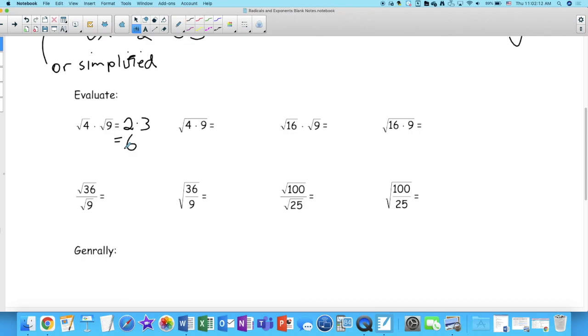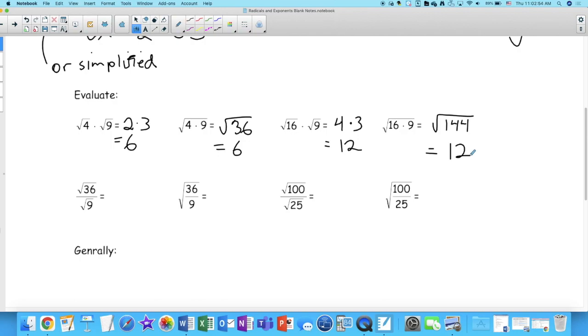Right. You multiply 4 times 9 first. So 4 times 9 is 36. And you take the square root of that. And that is also 6. Okay? 16 times 9. So, square root of 16 rather times the square root of 9. What's the square root of 16? 4 times 3. And that's 12. Okay. What about this one? Yeah. So what's 16 times 9? 144. And the square root of 144? 12.